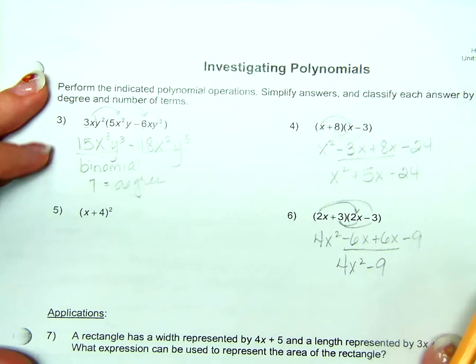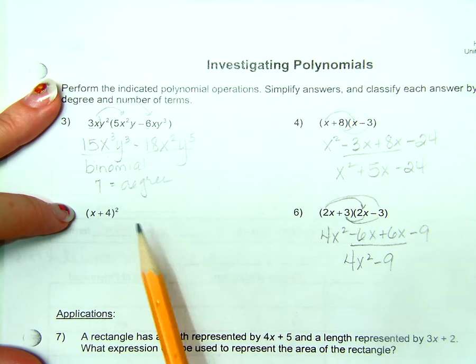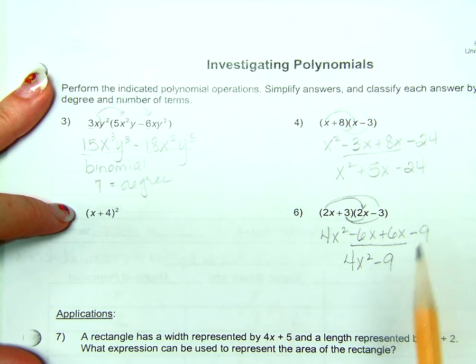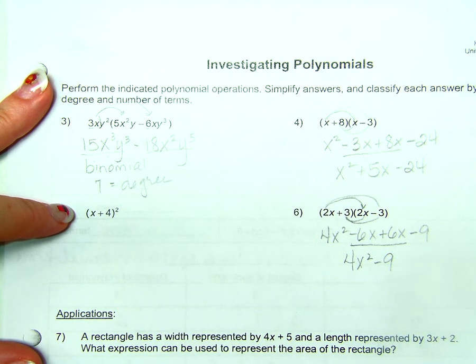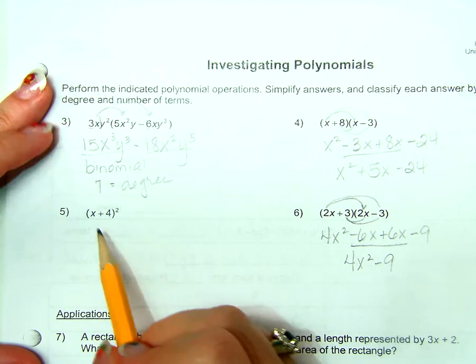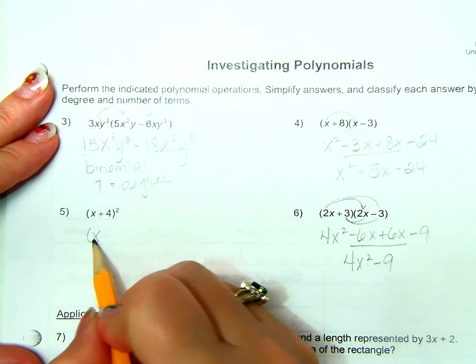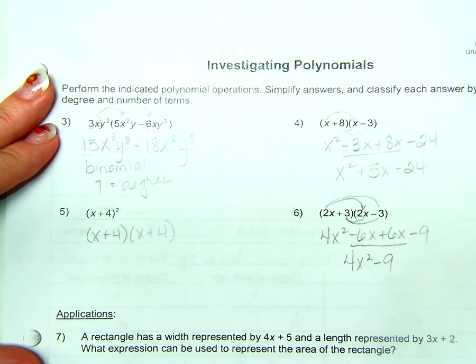Number 5 is a really big deal. Okay? Number 5 is a really big deal because if you're thinking you can just square each of the numbers inside, then you don't understand exponents, and that's what I'm worried about. Okay? Something squared means it's that number times itself. Not each of the individual parts, but that number times itself. Well, if I have x plus 4 squared, then it's really x plus 4 times x plus 4.